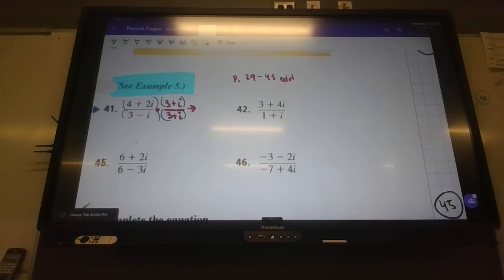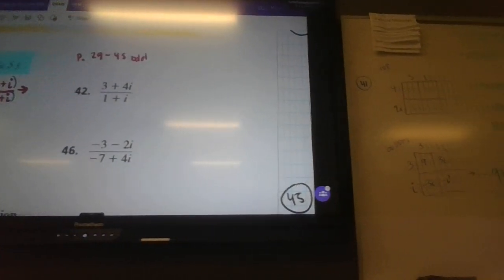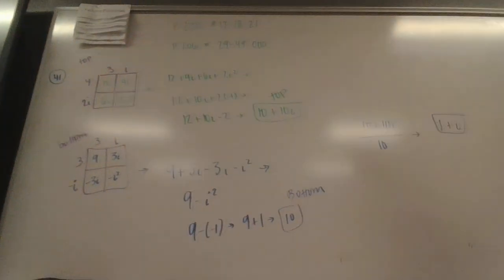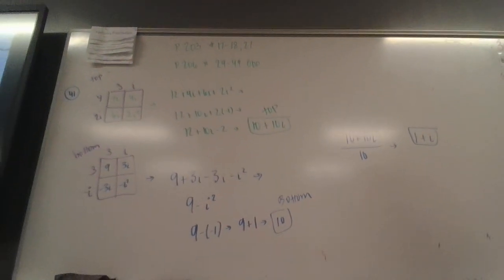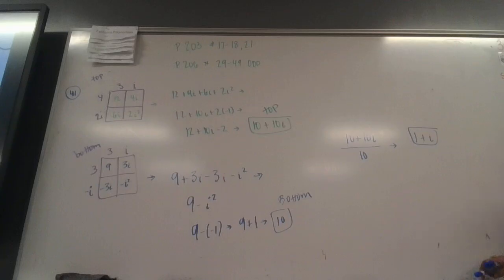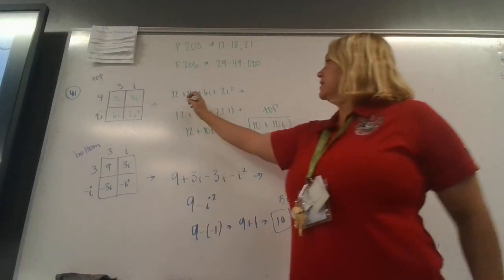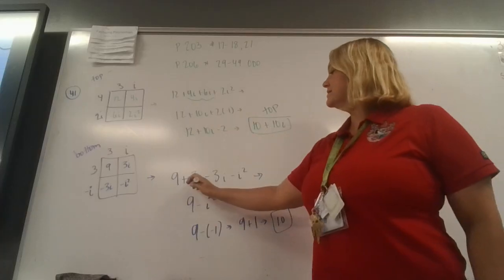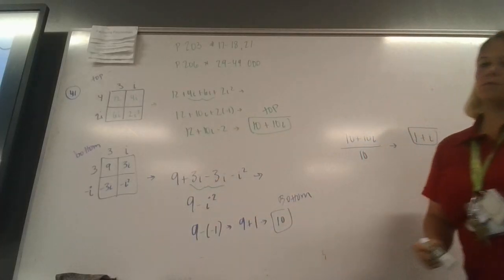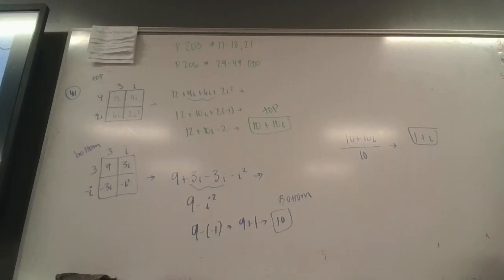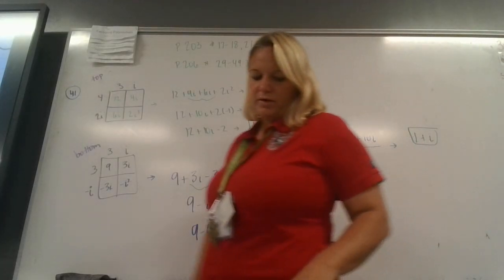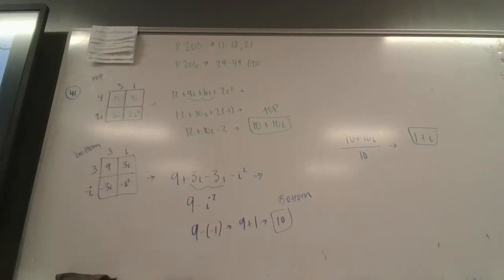And 42. So this is using the box method. You do the box on the top, we do the box on the bottom. You end up having to combine like terms just like you do if they were x's. And then you get to work with taking i squared out and putting -1 in. So when you're ready, go right into 43.